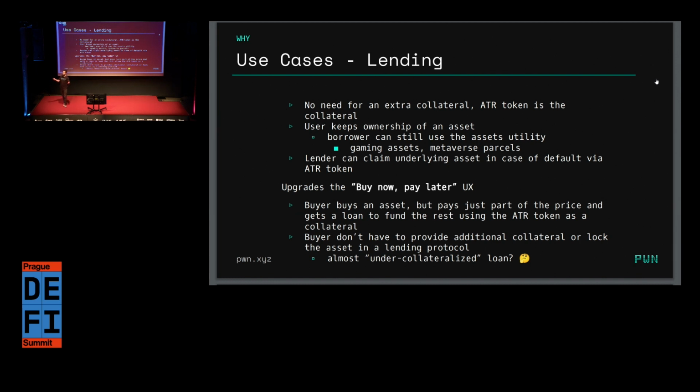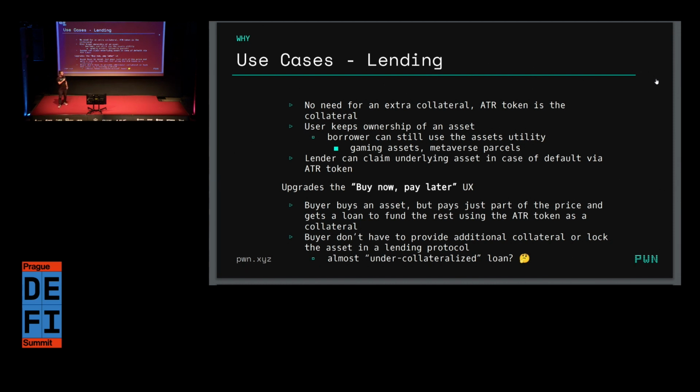So let's say you have a decentralized parcel and you want to raise money to build something on top of it. You won't be able to do that with DeFi lending protocols these days because the parcel will be locked in that protocol. You are not the owner, so you cannot build anything on top of it. By using ATR, you will be able to do that. You are the owner. You cannot sell it, you cannot transfer it, but that's fine. That's the point of it. The lender can claim the underlying asset in case of default via ATR.